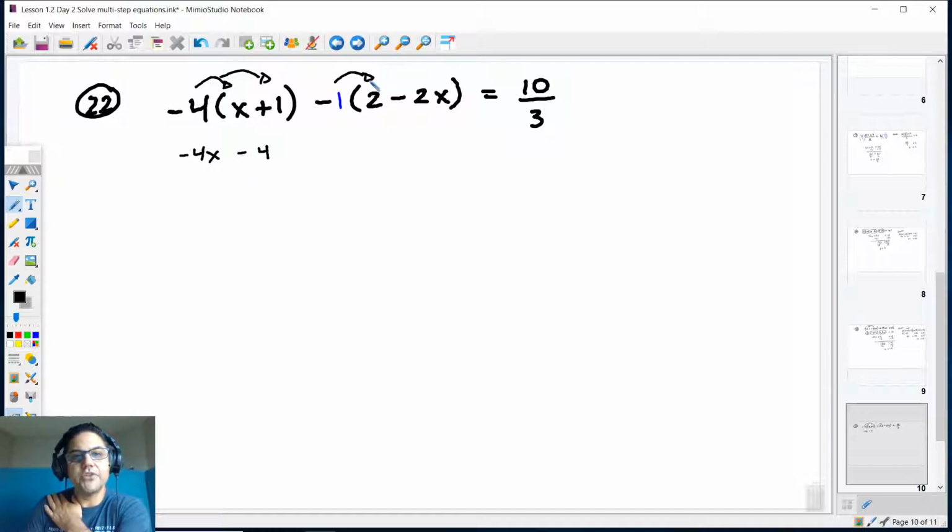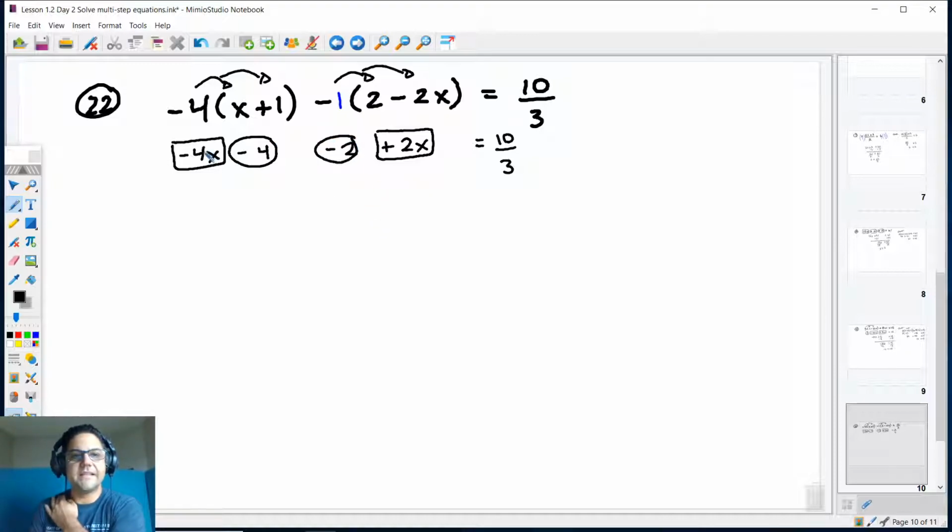Negative 1 times 2 is negative 2. Negative 1 times negative 2x is positive 2x, and equals 10/3. So let's combine our like terms. I've got my x's to combine and my integers to combine.